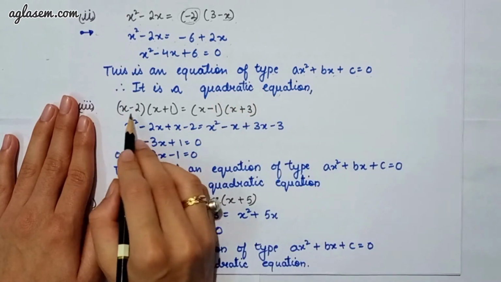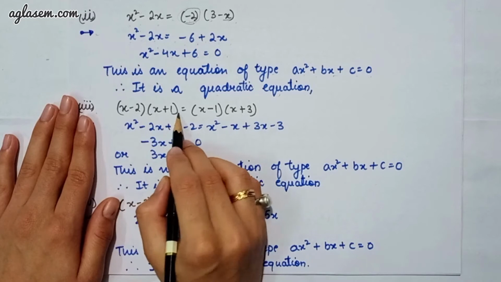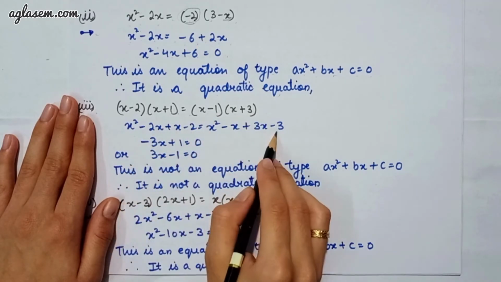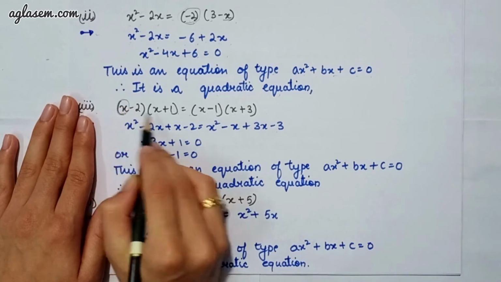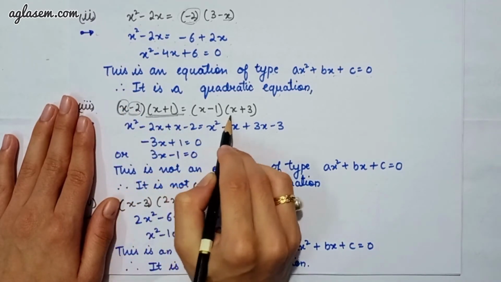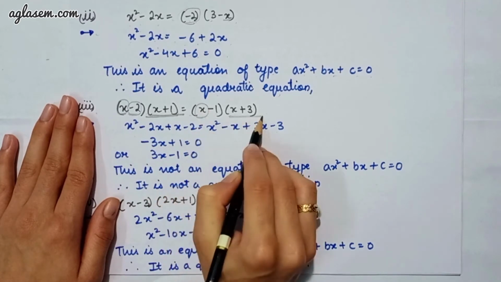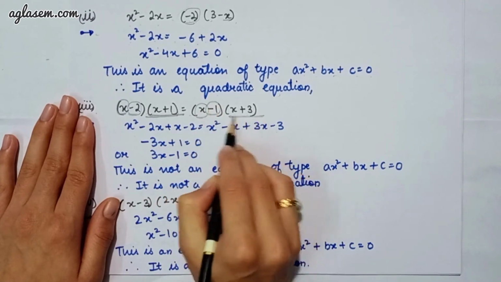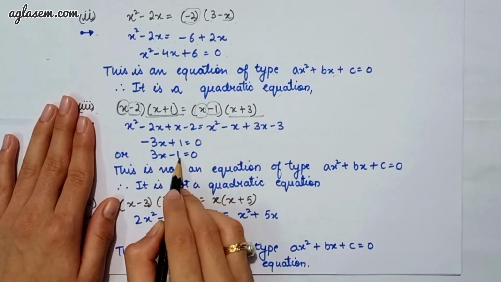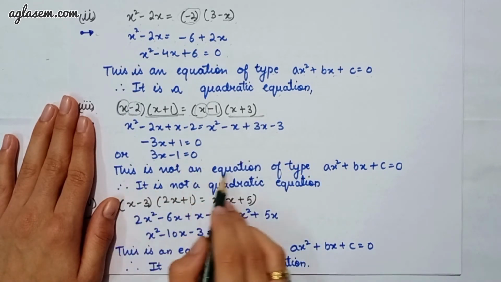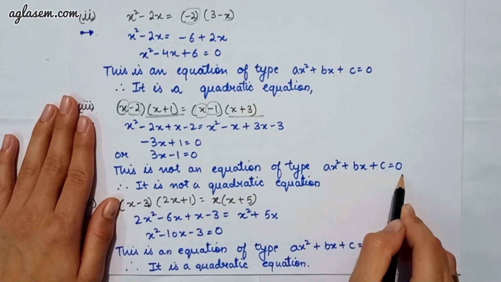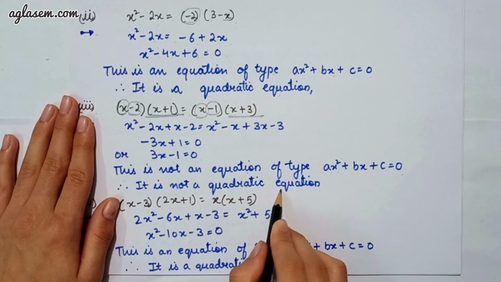The third part says (x minus 2)(x plus 1) is equal to (x minus 1)(x plus 3). So here we have to solve it. First of all, we have to multiply this x with this bracket and minus 2 with this whole bracket. Same here, we have to multiply this x with this bracket and minus 1 with this whole bracket. So after solving this, we will get an equation, that is 3x minus 1 is equal to 0. So this is not an equation of type ax square plus bx plus c is equal to 0. Therefore this is not a quadratic equation.